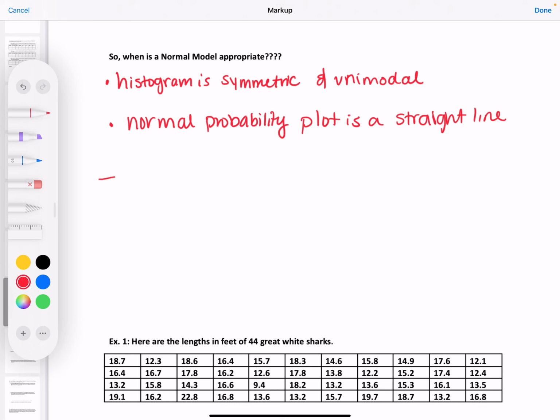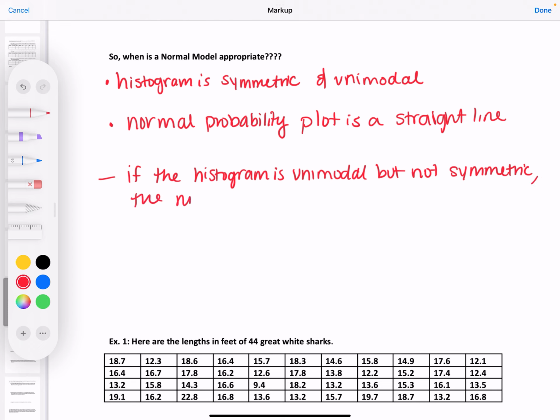And then just something to note, if the histogram is unimodal but not symmetric, the normal probability plot is not linear, and thus we can't use the normal model.